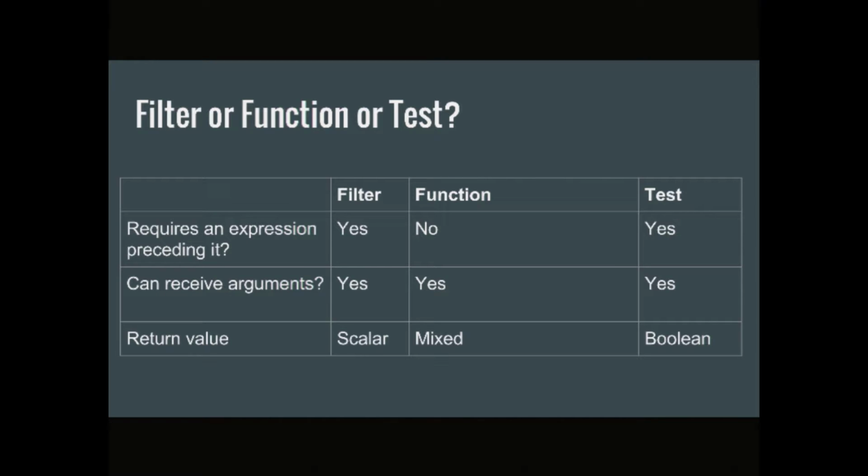A function can return the same type of variable that you gave it, but also, like in the attach library example, it cannot print anything right away, but instead modify how the page is being built. And in the case of tests, they only return true or false. So usually those are used in if statements.